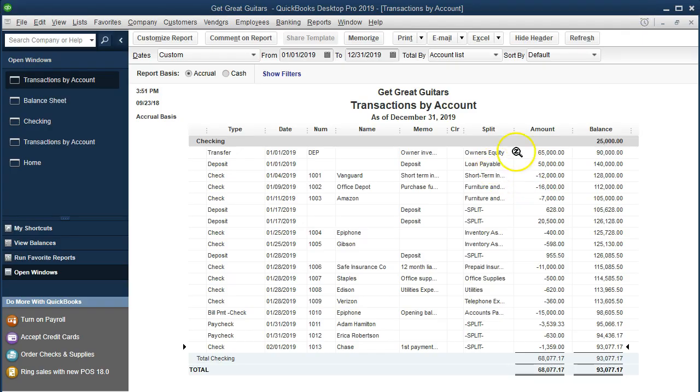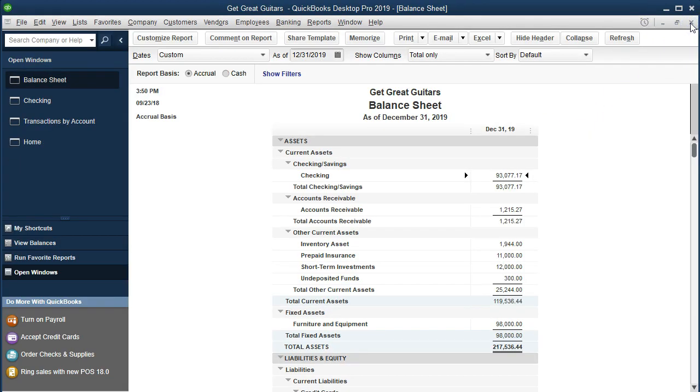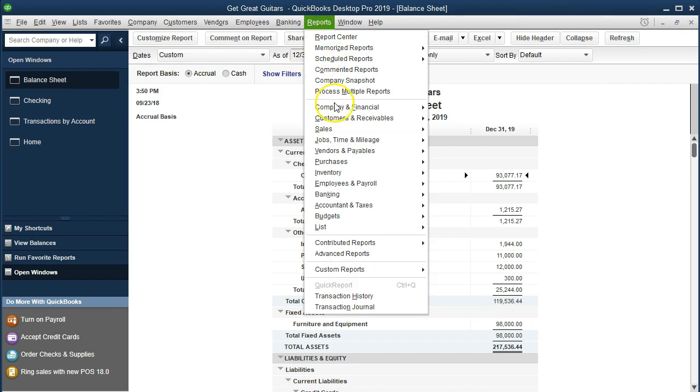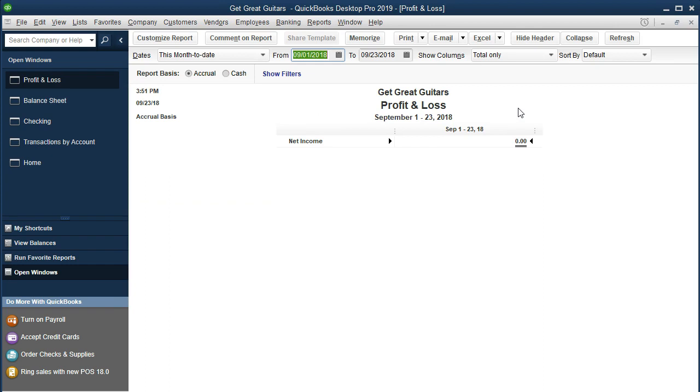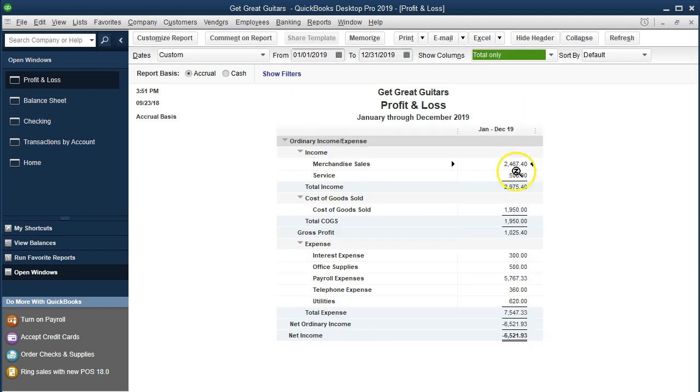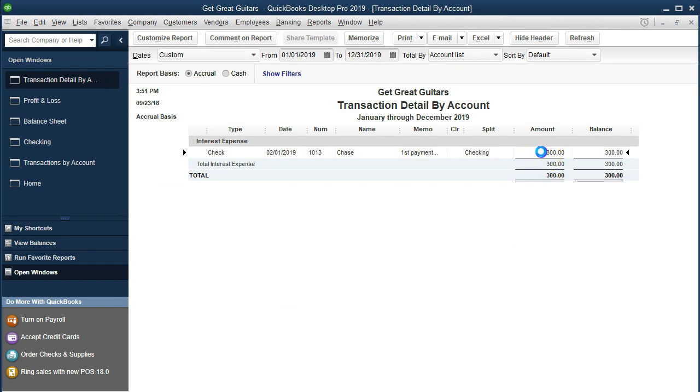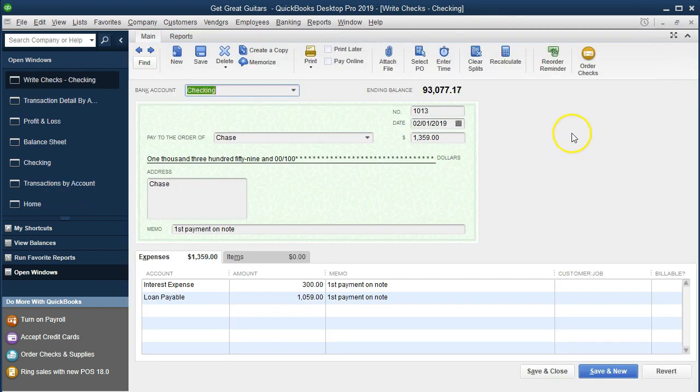Going back to QuickBooks, and then closing this back out, and then the profit and loss, going to reports, company and financial, profit and loss with the income statement, changing the dates from 01/01/19 to 12/31/19. We'll see the interest expense down here. There's the 300 interest expense. And again, if we double click on that, we'll get to our same transaction. So there is that one.